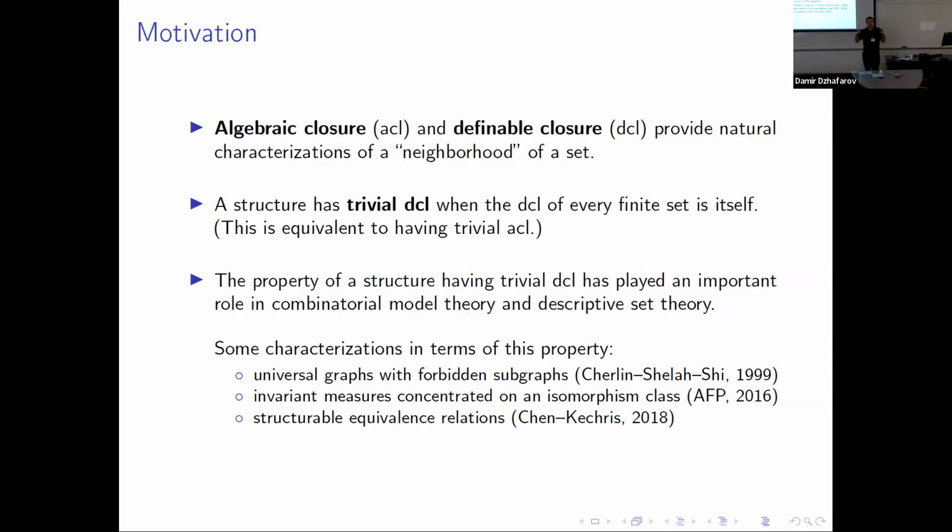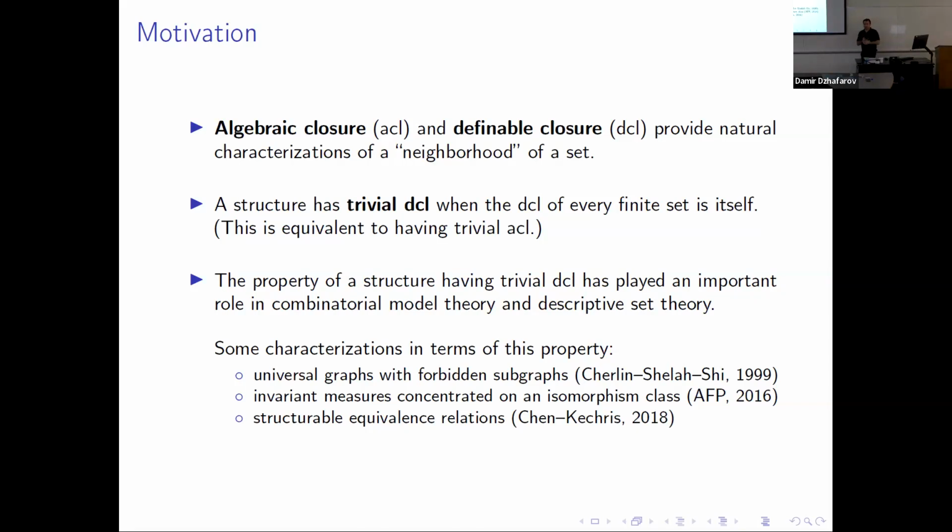Likewise, if you're interested in measures which are exchangeable, the idea is basically you have some way of sampling structures where if I interchange the underlying set, I don't change the distribution. Then I can construct a structure in this manner, like say the Rado graph, if and only if the structure has trivial algebraic closure in an appropriate sense. And also in ergodic structures, this notion of structural equivalence relations, when you're looking at a structural equivalence relation over a single structure, that only makes sense if the structure has trivial algebraic closure. So the point of this is that this notion comes up naturally in a bunch of different areas.